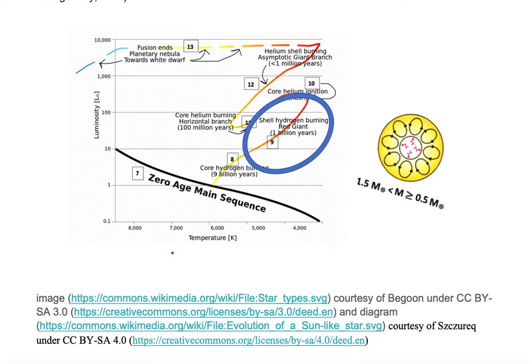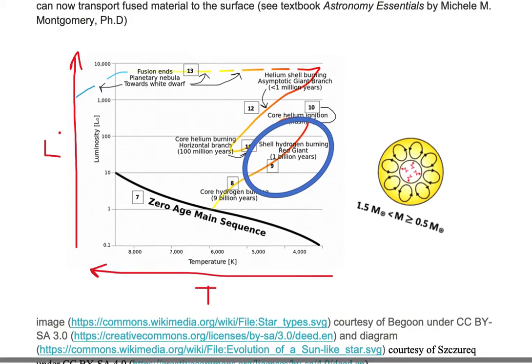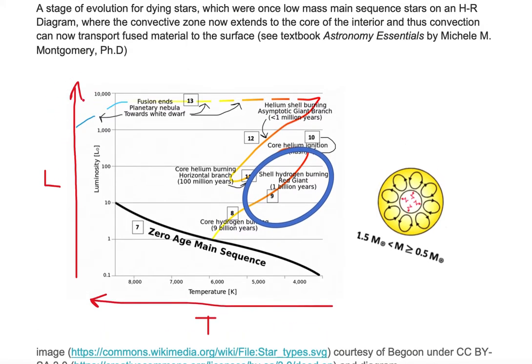So here we're looking at an HR diagram where temperature increases to the left. We're looking at the surface temperature of a star, and we're looking at the surface luminosity, which is how much energy is being emitted per unit time, such as joules per second. We're looking at the watts at the surface of the star. Brighter stars are at the top, hotter stars are to the left.